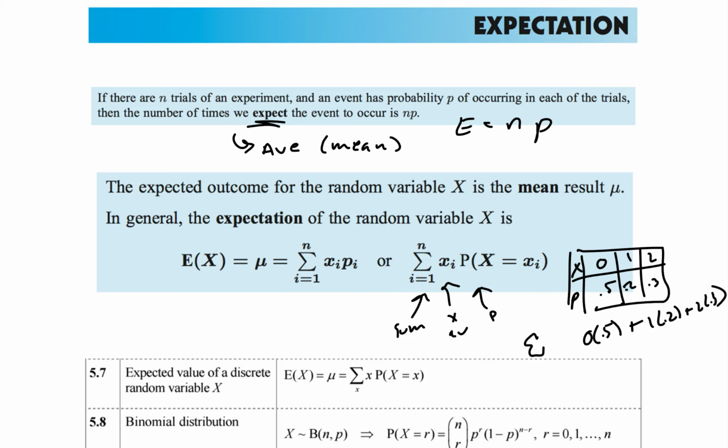Let's say find expected value. If I just give you 2 sets of data, multiply them. If I give you a table of data, multiply them, add them up. That's it.